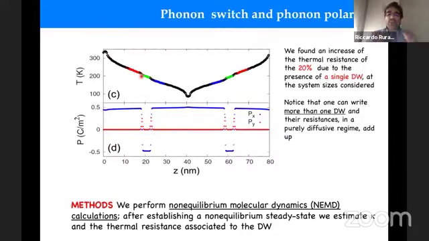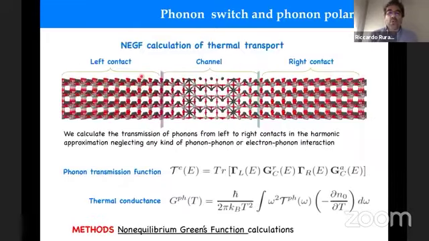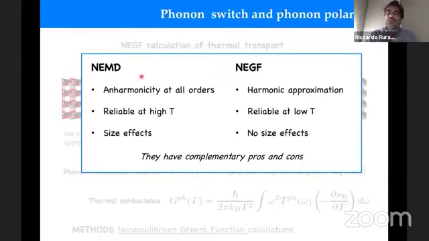Okay, we decided to tackle the same system also with a different computational technique, which again you don't need to know anything about for the purpose of this talk: non-equilibrium Green's functions. What is important is to know the complementarity that they have with the non-equilibrium molecular dynamics. So in the calculation I discussed so far, you have a full anharmonic order included, so you have all the phonon-phonon scattering processes correctly described. The simulation tends to be more reliable at high temperature because it's where you are allowed to consider the motion of the ions classical.